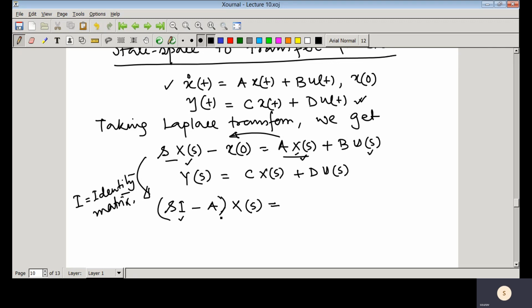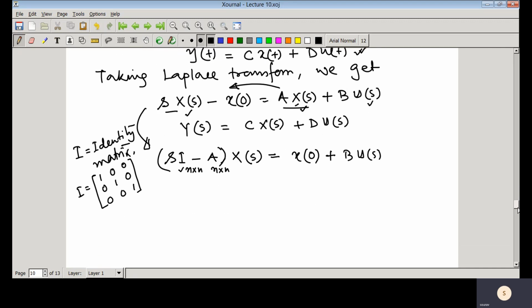So that means A is n cross 1. If A is an n cross 1 matrix, I would be an n cross n matrix. So I is that identity matrix, which means this is a 3 cross 3 identity matrix. Now, taking x0 on the right-hand side, x0 plus BU(s). So then you can see here what X(s) is.